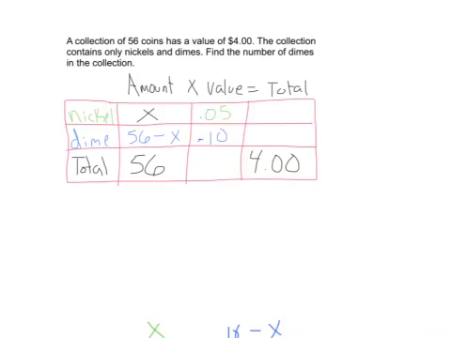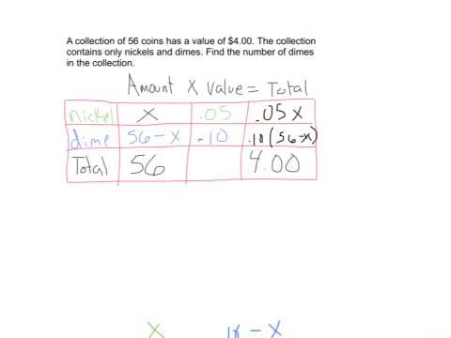Okay, so proceeding from there, we know that our amount times our value gives us our total. So here we have x times 0.05. That's going to give us a total of 0.05x. Now in this second row, we've got 56 minus x times 0.10. We know that's going to give us 0.10 times 56 minus x.